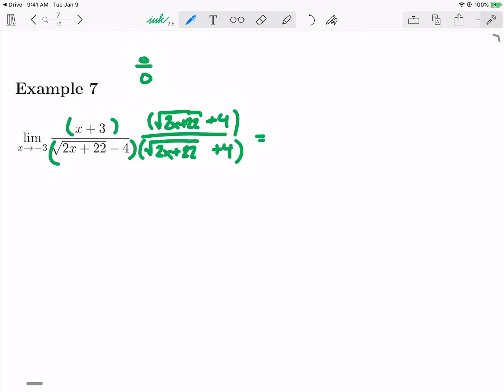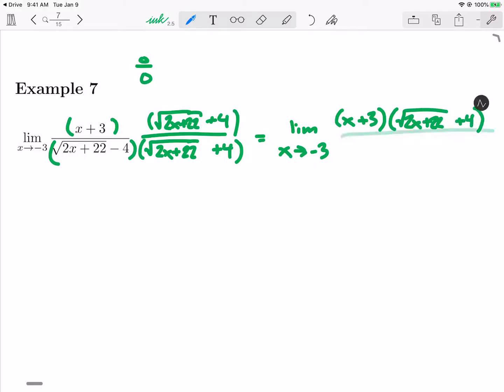So on top, in the numerator, I'm not going to do any work because it's a waste of my energy. So I've got the square root of 2x plus 22 plus 4. On the bottom, the square roots multiply together to just make 2x plus 22. The -4 and the +4 make -16, and all those middle terms will go away. And now if I clean this up, I've got the limit as x goes to -3.